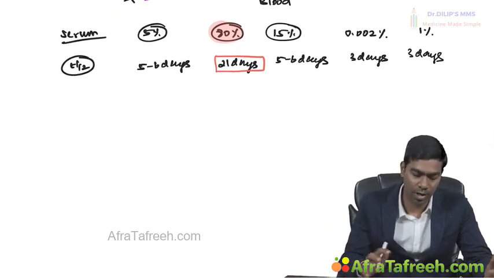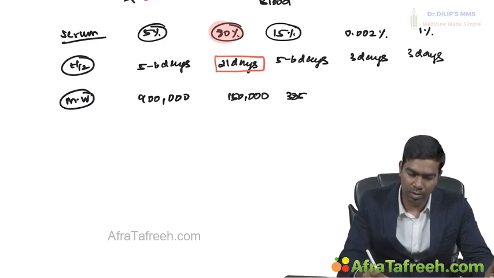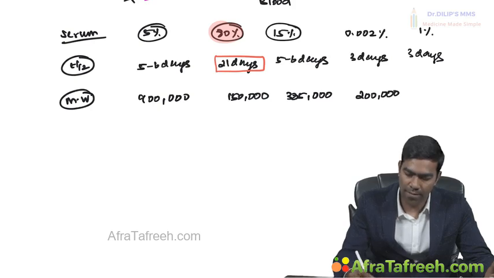It's for 21 days almost. And what about the molecular weight? Molecular weight, if they ask you, it is approximately 900,000 for IgM, 150,000 for IgG, and 385,000 for IgA, and 200,000 for IgE, and 180,000 for IgD.